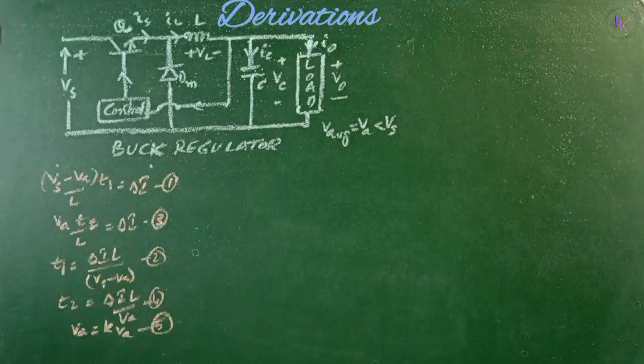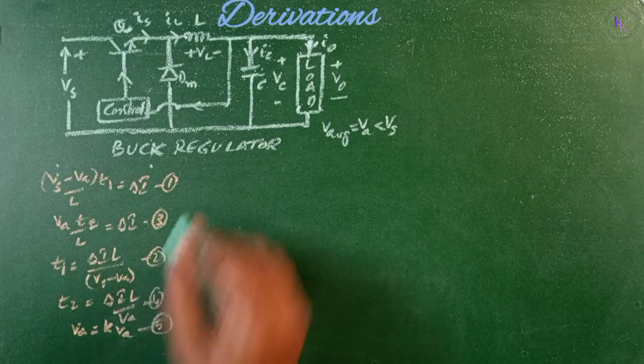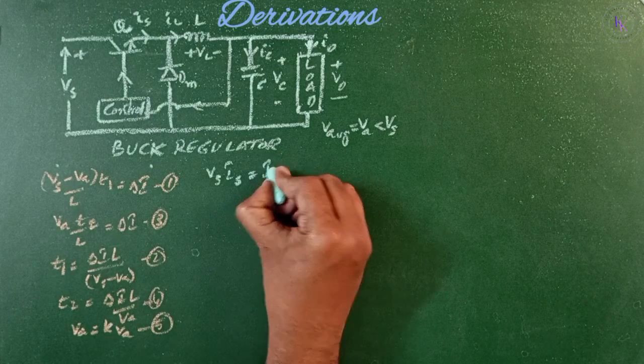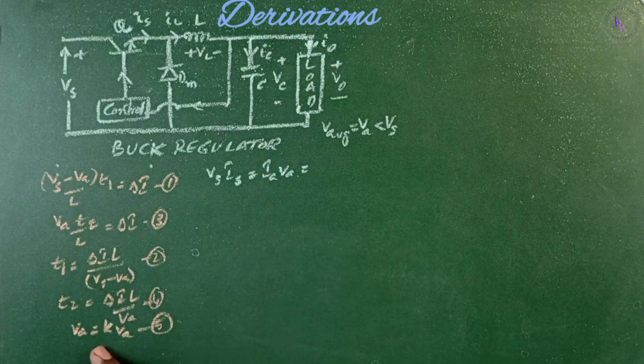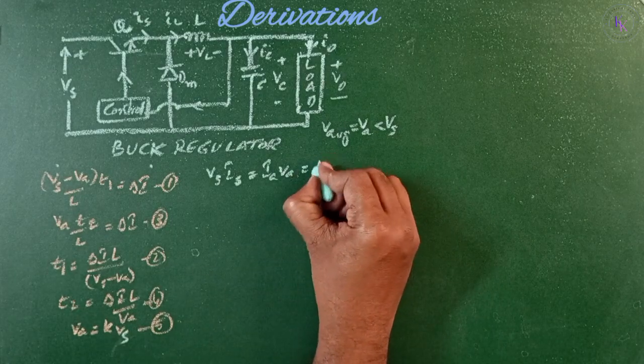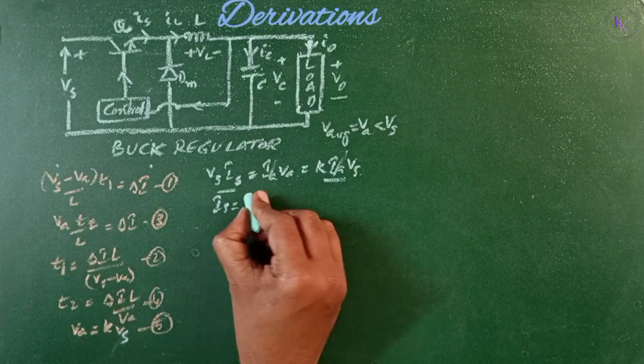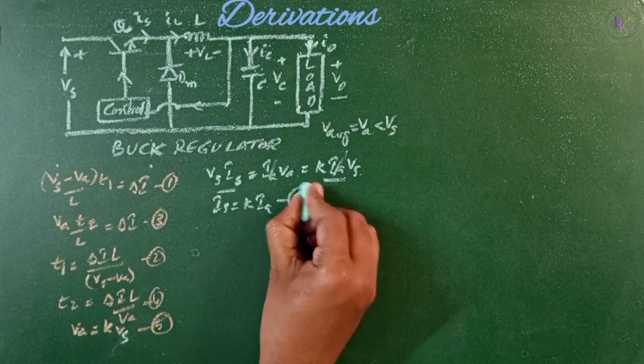Now, assuming the lossless circuit, the input power Vs Is equals the output power Ia Va. From equation number 5, Va equals K Vs. So K Ia Vs. Now from this, Is equals K Ia. That is equation number 6.